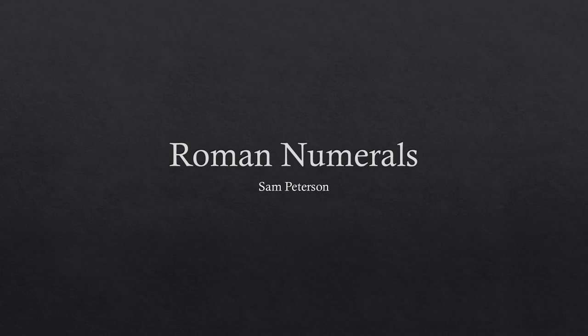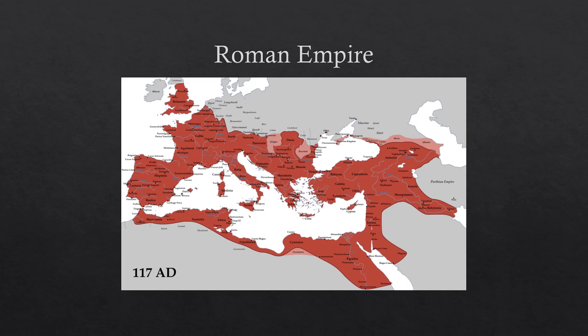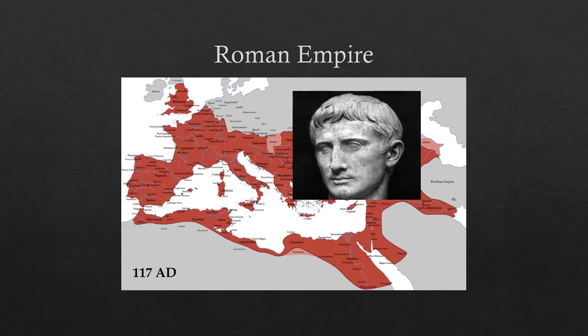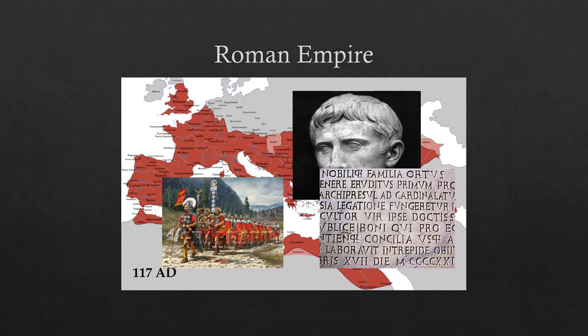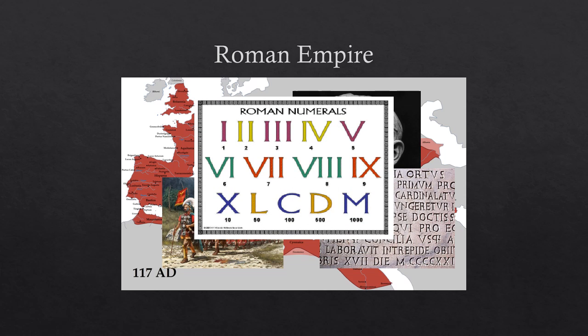Roman numerals. As you may have guessed, Roman numerals originated in Rome, an empire which at its height around 117 AD controlled much of Europe and the Middle East. It's famous for its emperors like Julius Caesar, its powerful Roman legions, its ancient Latin language, and for its use of today's subject, Roman numerals.